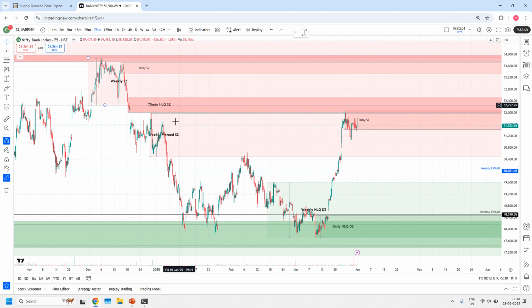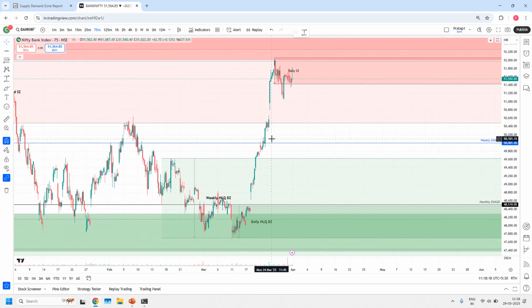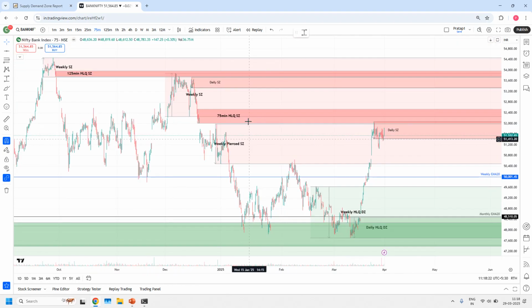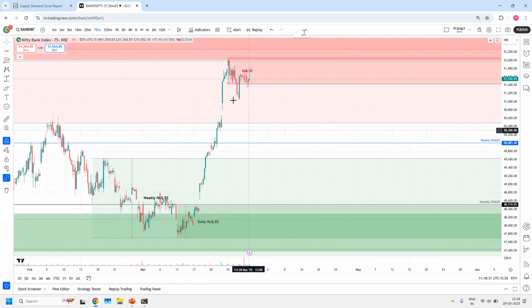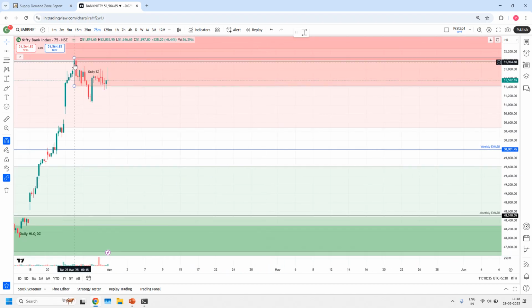Okay, now let's not deviate. Let's get into our main topic. So this 75 minute zone is now acting as a horizon for this entire daily zone. Not only that, this 75 minute supply zone acted as a bull trap for this weekly zone. The weekly zone is pierced. Now it picked up the orders from the 70C in this candle, and then prices sharply came down.